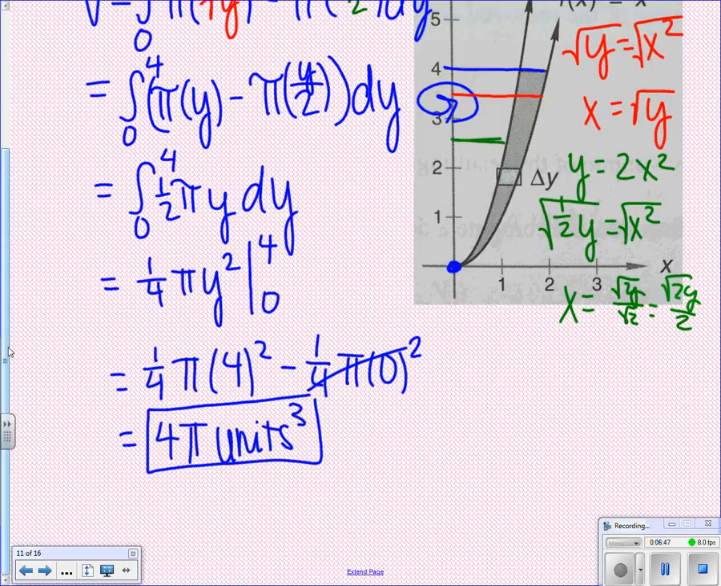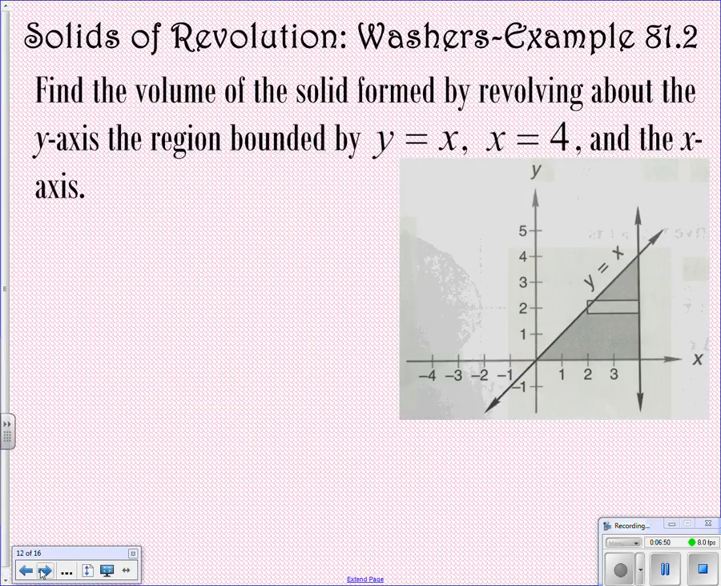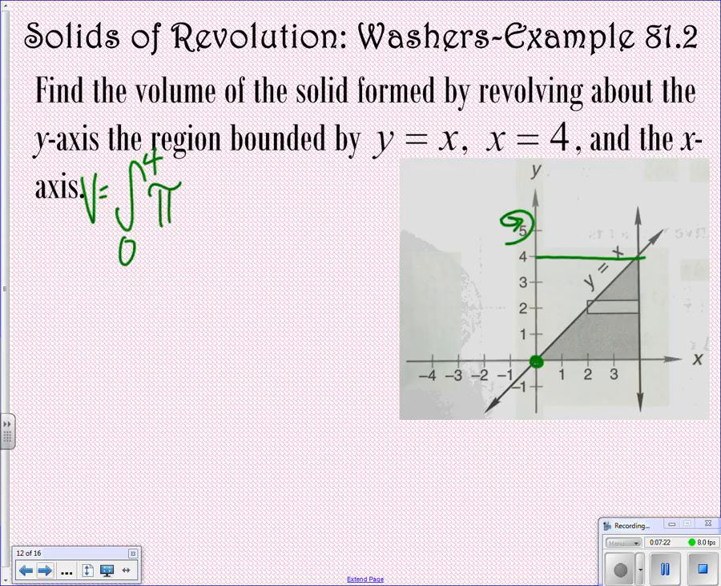All right, so let's look at the next example. We want to find the volume of the solid formed by revolving about the y-axis the region bounded by y equals x, x equals 4, and the x-axis. So we're going to integrate for our volume. We are going about the y-axis. We're going from 0 up to 4. And then we're going to have pi, big R squared minus pi, little r squared, and then dy.